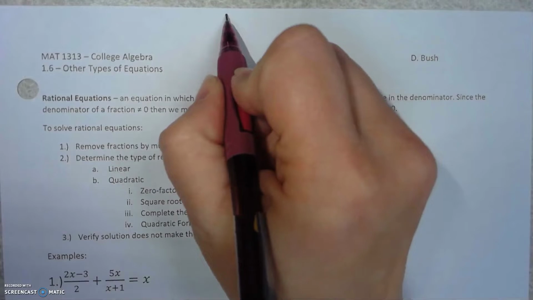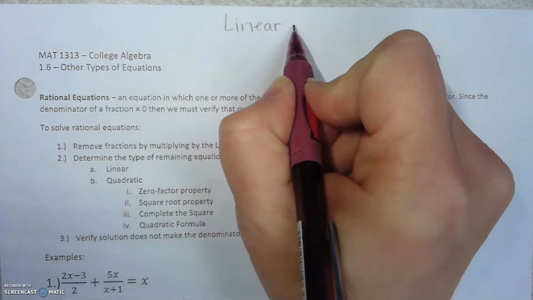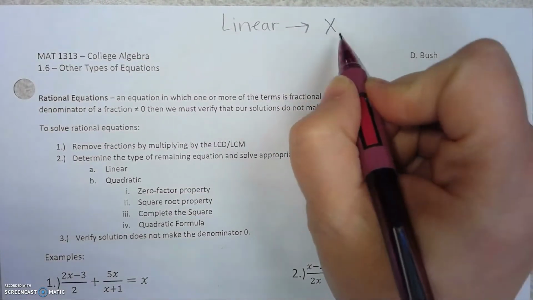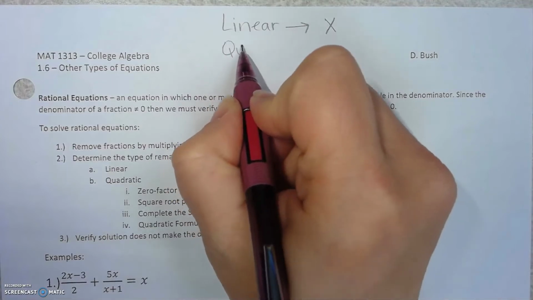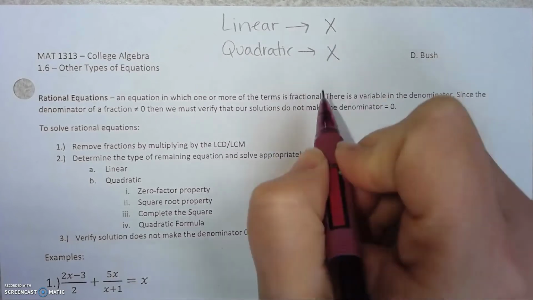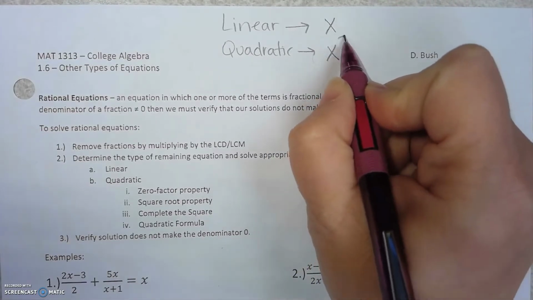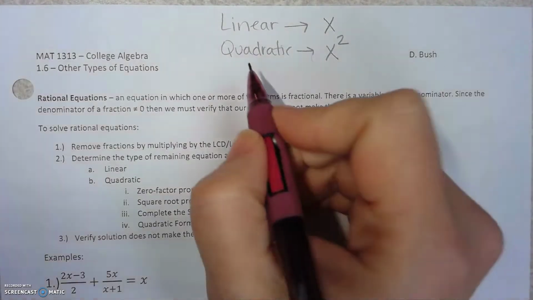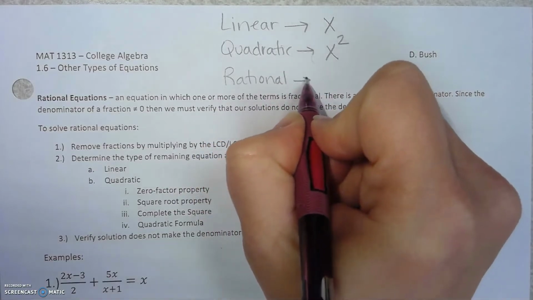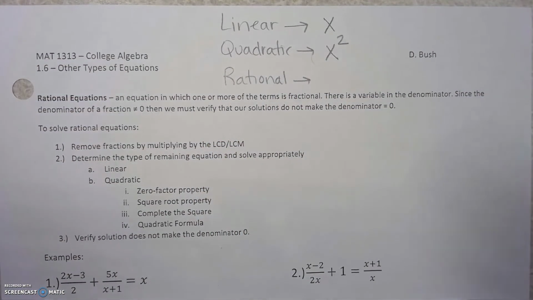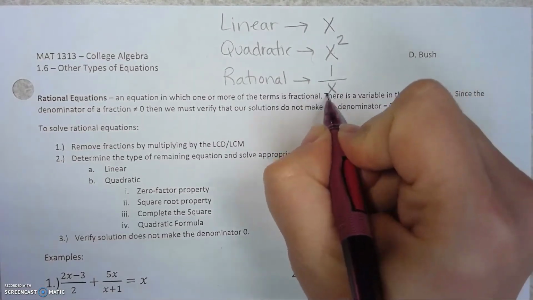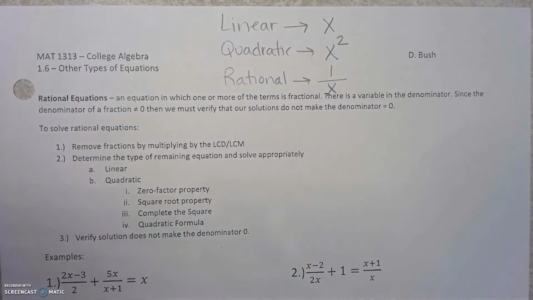So up to this point, we've talked about linear equations. And remember, we're always looking at the variable to see what's happening to it. With linear, the largest exponent is a 1. We've also talked about quadratic equations. So for quadratic equations, when I look at my variable, the largest exponent is a 2. Now we want to talk about rational equations. The variable could be anything, an x, an x squared, but it is in the denominator, and that is what makes it rational.